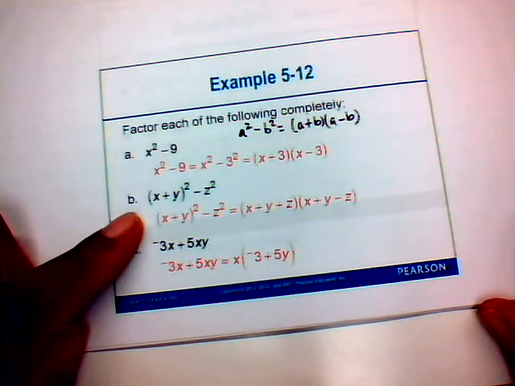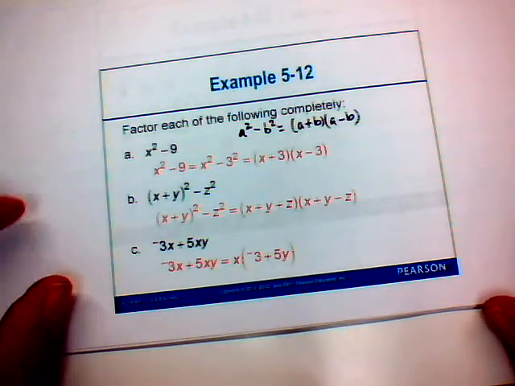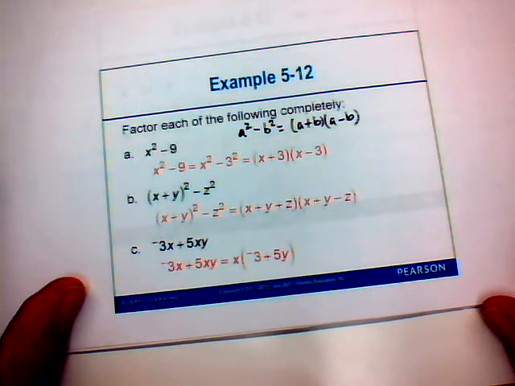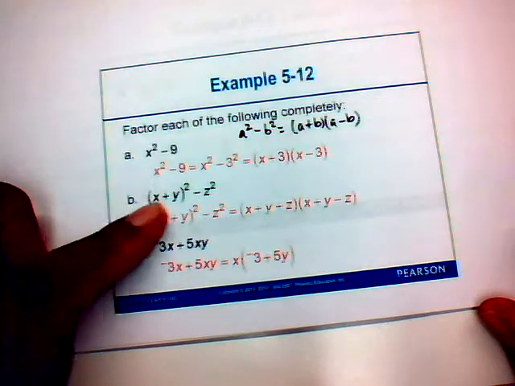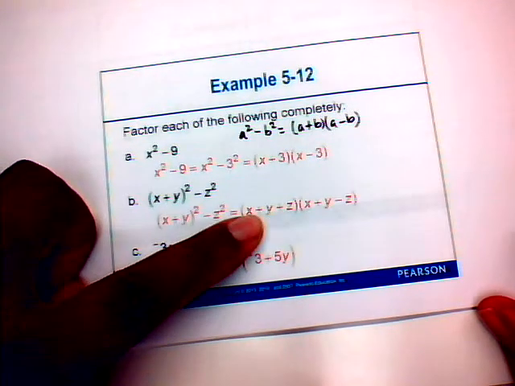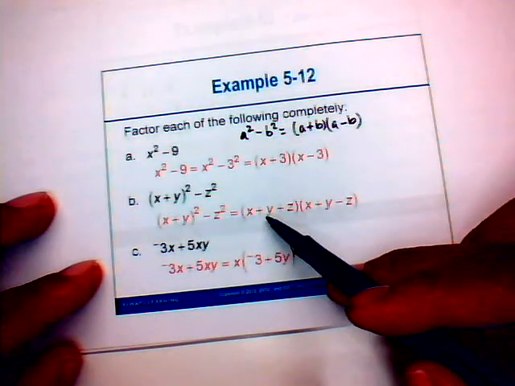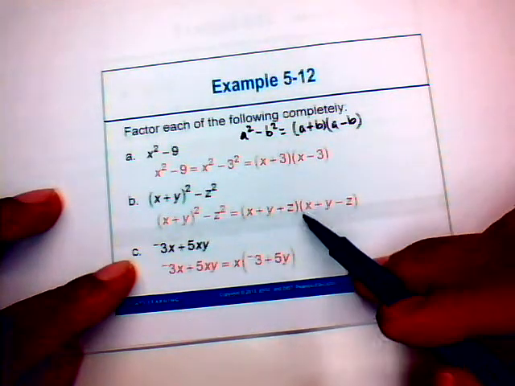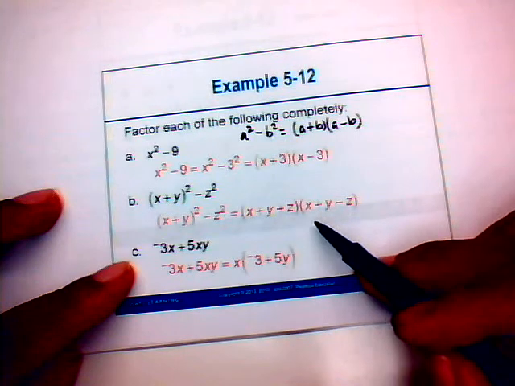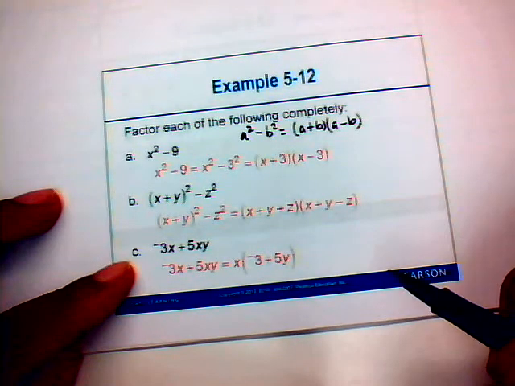The same holds true for part B. X plus y quantity squared minus z squared. This part is the x plus y. Then the second factor will be the plus z. So you have x plus y plus z for the first factor. The second factor will be x plus y minus z.